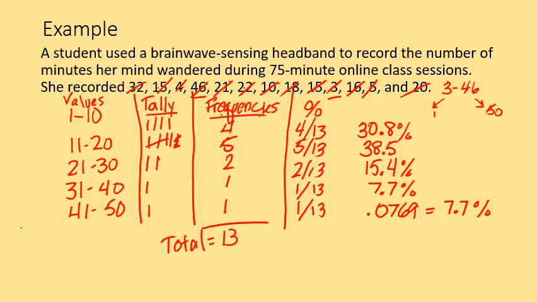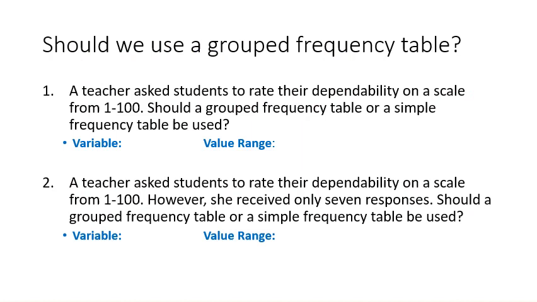And if everything is done correctly, these add up to approximately 100%, and that's the way you can check your work. So you can see that the grouped intervals are much the same as the individual or simple frequency charts that we made earlier. So now here's 2 questions that we'll answer.